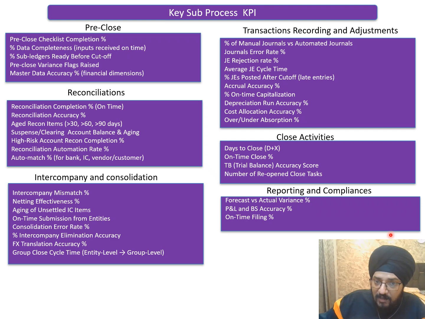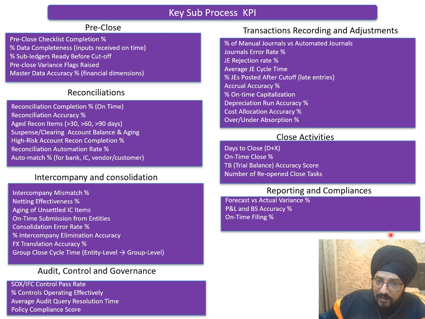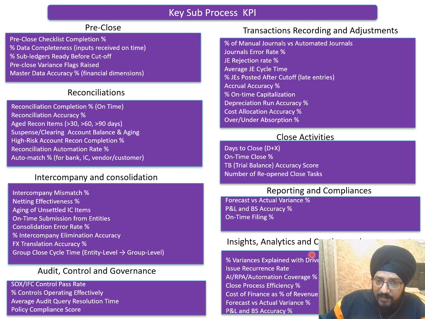Reporting and compliances, forecast versus actual variances percentage, P&L and balance sheet accuracy, on-time filing percentage, audit control and governance, SOX IFC control pass rate, percentage of controls operating effectively, average audit query resolution time, most important. If we have done everything effectively, the resolution time for any audit query should be minimal, and we need to track that. If it is taking more than the aligned time, that means we are not having data made available at the right point in time. Then policy compliance score. And then lastly, we have insights and analytics.